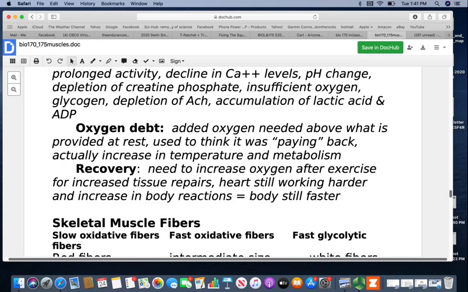So for recovery, you actually need the increased oxygen after exercise for tissue repairs. The heart's still working harder. There's still an increase in body reactions. Things are still going faster.